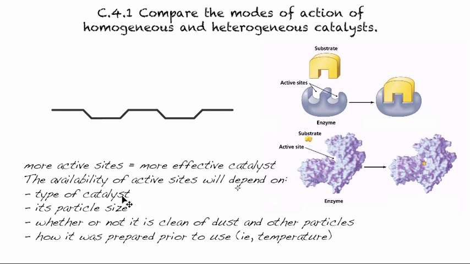So those are a few different ways to think about the active sites and what affects them, but the key point is that the more active sites you have, the more effective your catalyst. In other words, the faster your reaction will be, because you can actually have more reactions going on at the same time.